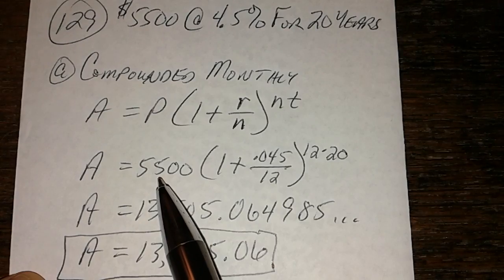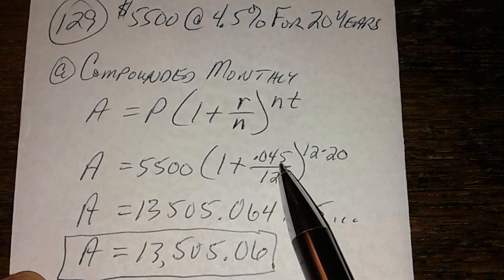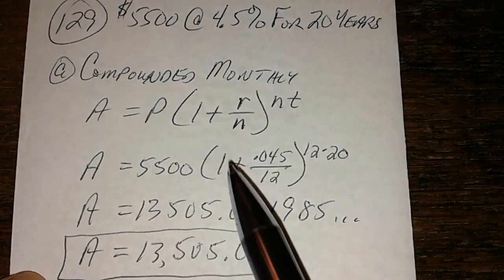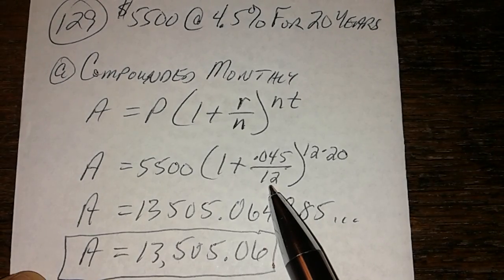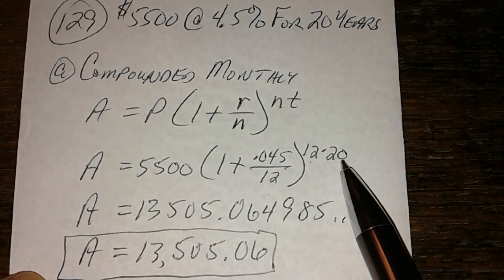So we start with $5,500. That's our principal, our beginning amount. 1 plus the interest rate. Remember to change percent to a decimal. You bump that decimal 2 to the left, 0.045. We're going to calculate it monthly. That's 12 times a year. There's the same 12, and we're going to leave it in there 20 years.